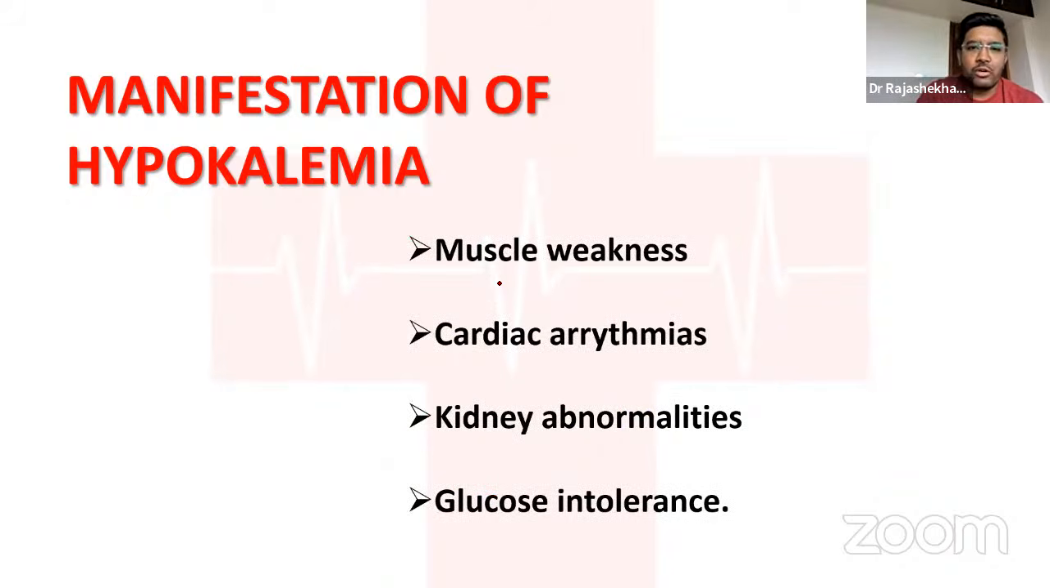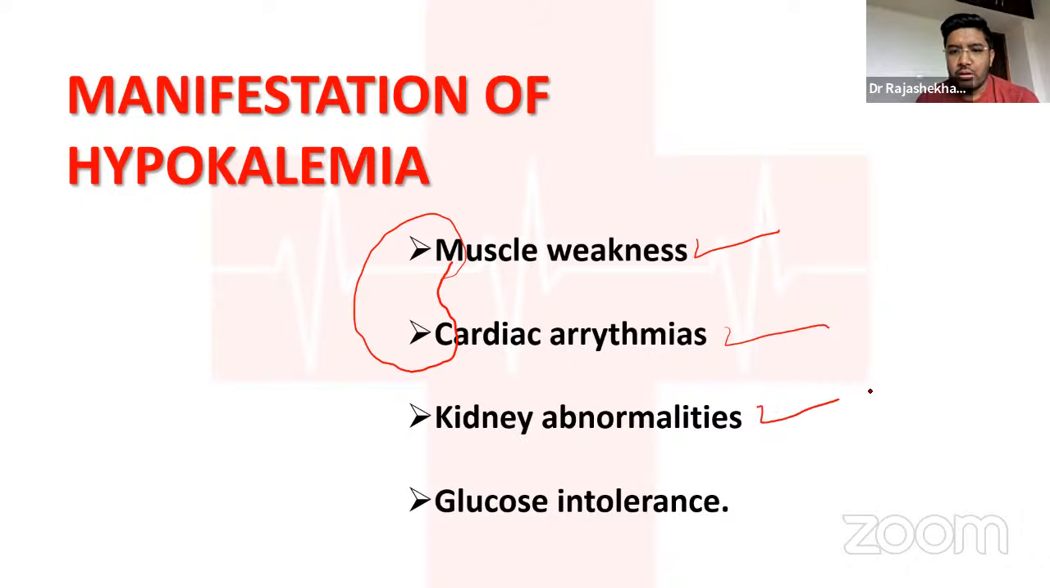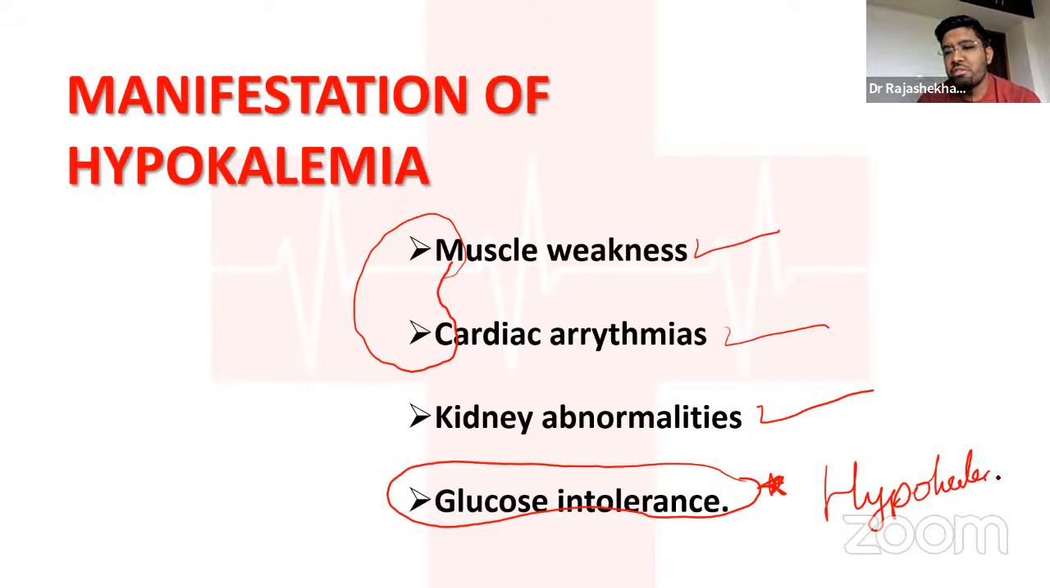What symptoms do they usually cause? They can cause muscle weakness and cardiac arrhythmias, the two very important life-threatening abnormalities. The kidney abnormalities are common but rarely significant. Glucose intolerance is very important. As I told you, insulin secretion from the beta cells of the islets of the pancreas is very important and depends on the potassium concentration. If there is less potassium, the amount of insulin secreted is also less.